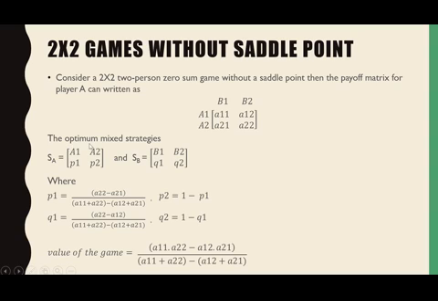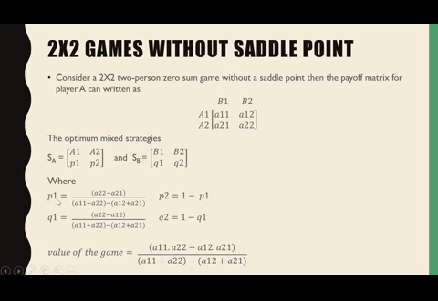So what is the optimal strategy for A? The optimal strategy of A is defined by P1 and P2. These are the probabilities. Okay? The optimal strategies are the probabilities P1 and P2. And similarly for player B, we will find out two optimal strategies with probabilities Q1 and Q2.